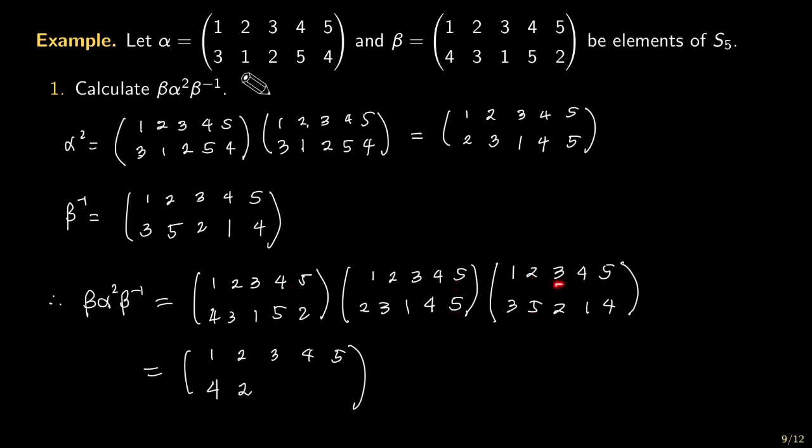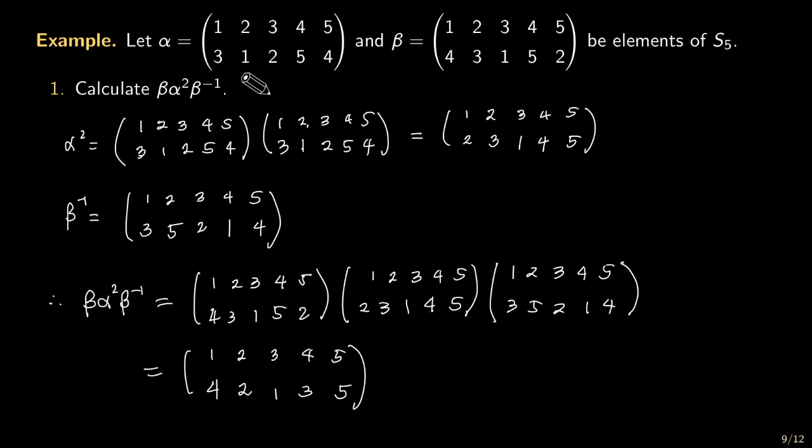For 3, 3 to 2, 2 to 3, 3 to 1. So the final image is 1. 4, 4 to 1, 1 to 2, 2 to 3. This is 3. And I think we don't have any other choice for the last one but to send 5 to 5. In fact, you can verify 5 to 4, 4 to 4, 4 to 5. So that's a 5. So this is the final answer for number 1.